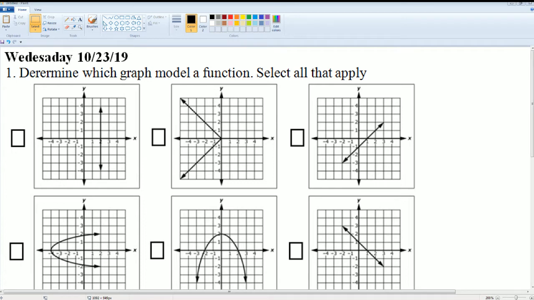All right, welcome. This is week 12's homework solution. Here you have Wednesday. You're going to determine which graphs model functions, select all that apply.